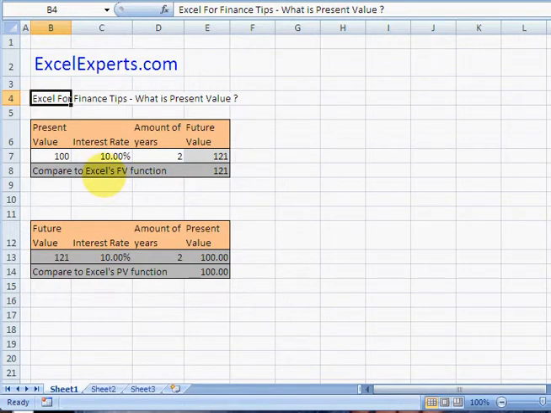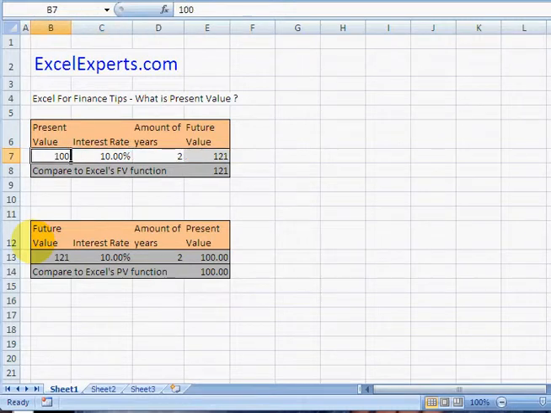So, present value. I think this is best explained through an example. So let's show you what I mean by present value. Present value is an amount today, an interest rate, and how many years. So in this example, we've got 100. The interest rate is 10%, and we're investing over 2 years. So in 2 years' time, we will have 121, assuming that the person paying us interest doesn't go bankrupt.